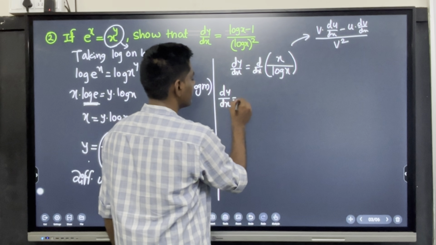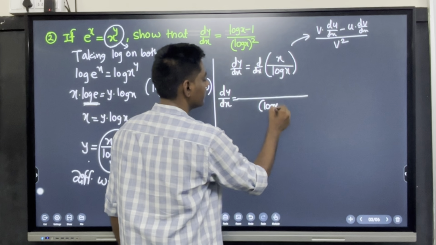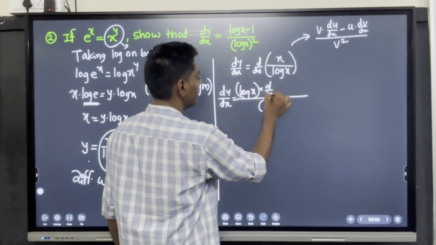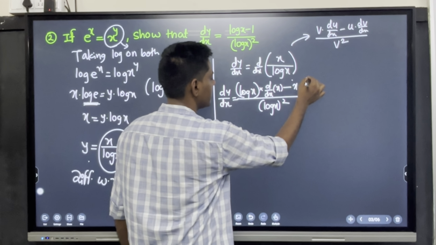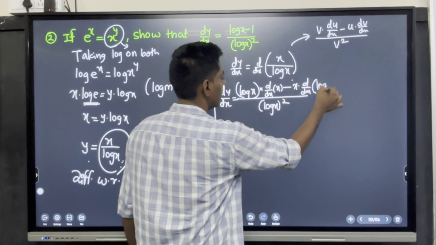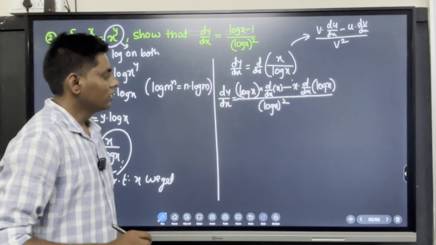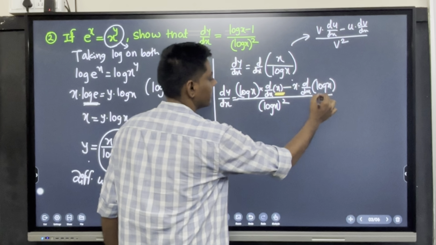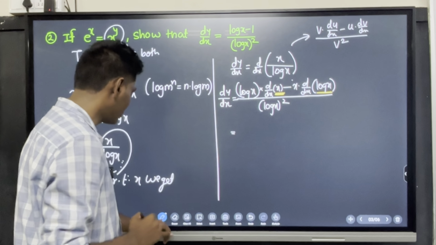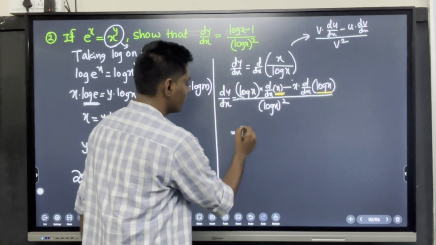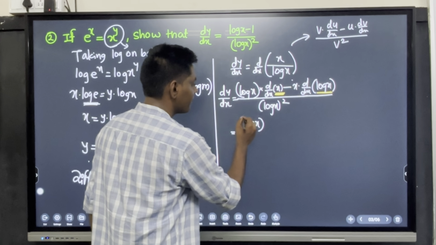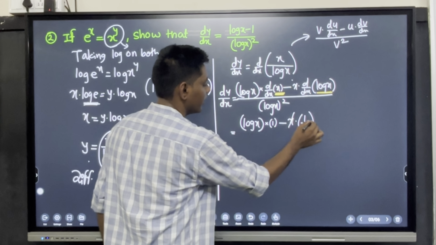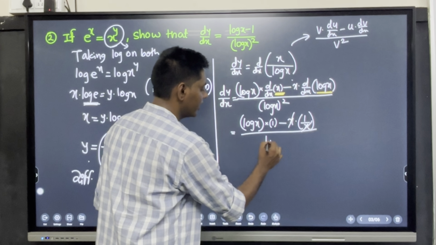So after applying we get the answer: denominator square, denominator as it is, derivative of numerator, which is x, minus x as it is, derivative of log of x. So just remember the derivative of x is 1, and derivative of log of x is 1 upon x. All remaining terms are as it is. So we get the answer: log x as it is, derivative of x is 1, x as it is, derivative of log x is 1 upon x. So both x get cancelled, simple question, and the denominator is the same, right?